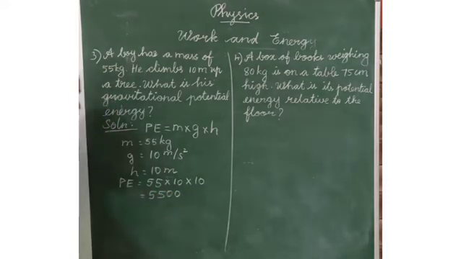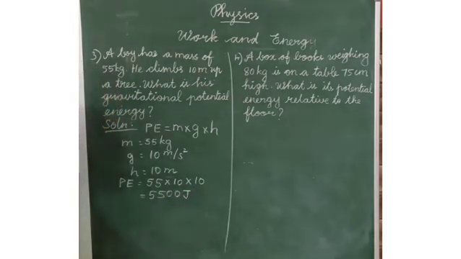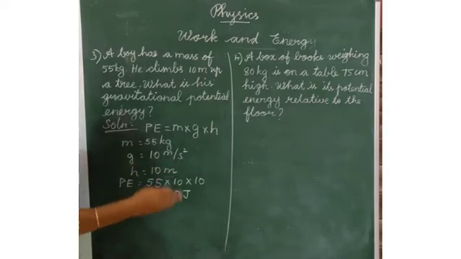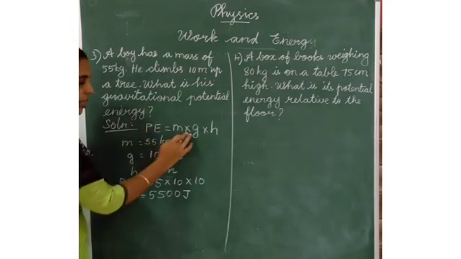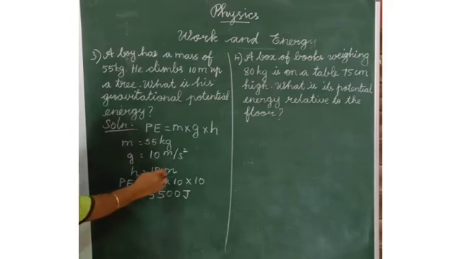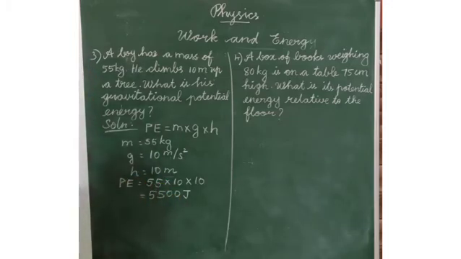5500. What is the unit of energy? Joule. So the unit is very important. Some do not write the unit when doing the problems. Listen here. For potential energy, you should write the formula first: m into g into h. M is equal to, write the value. G is equal to, h is equal to, write the values. Then substitute these values in this formula. Then write the answer.